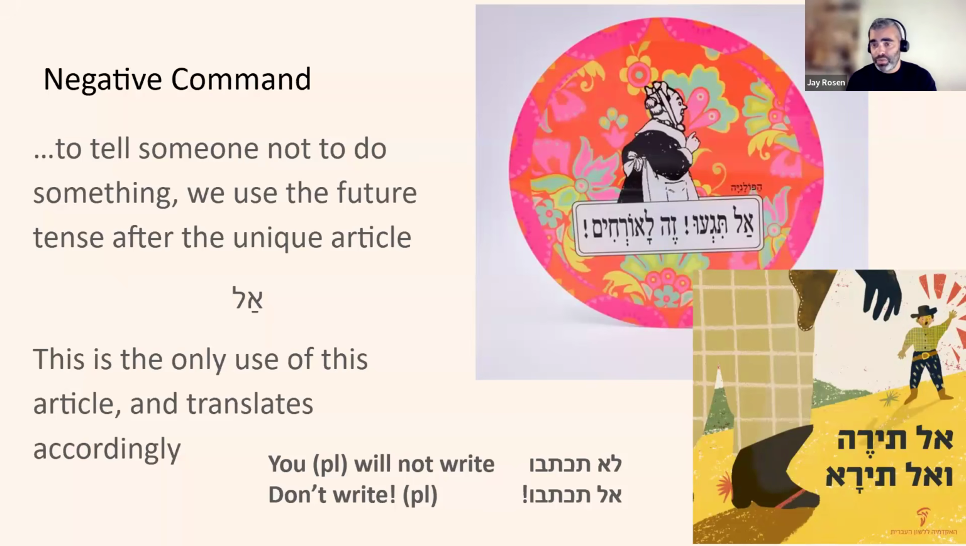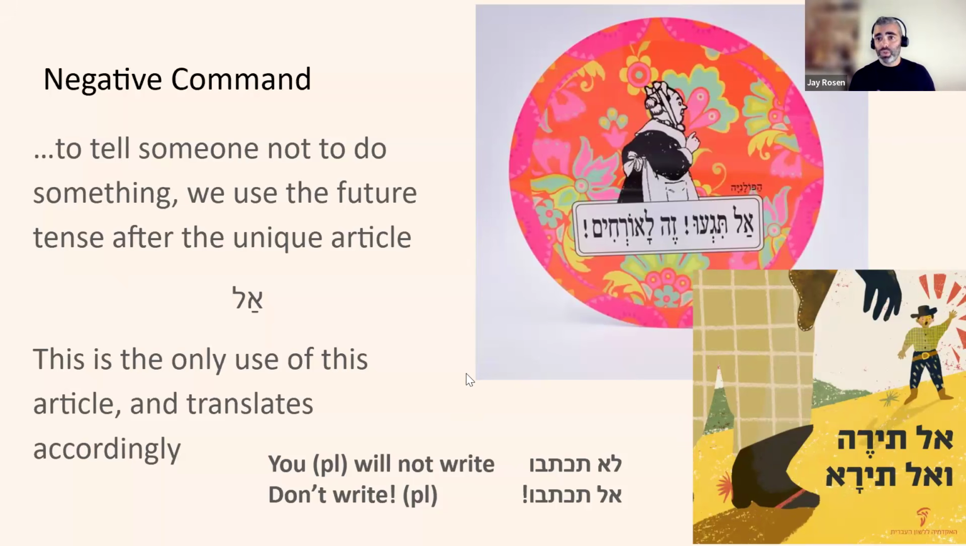Look at the difference in English, folks. That's what we mean when we say the command form or the imperative. Lo tichtevu is not a command. You will not write is not a command in English or in any other language. But don't write, exclamation point, is absolutely a command. In Hebrew, al tichtevu means don't write. That's why al is so important to say when you're telling someone, or commanding them, more particularly, don't do something.